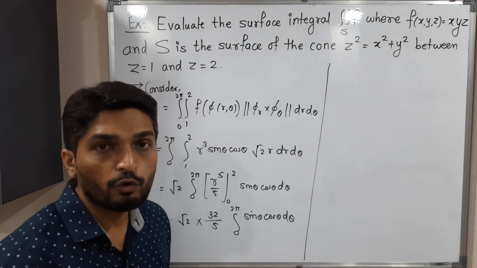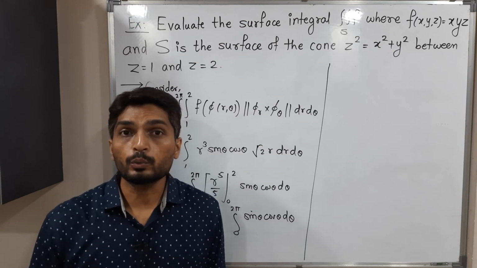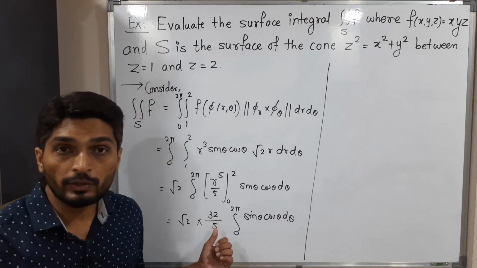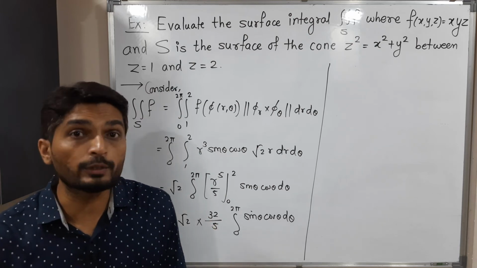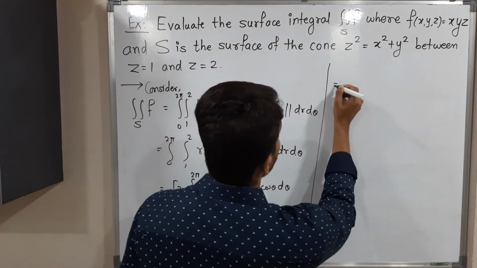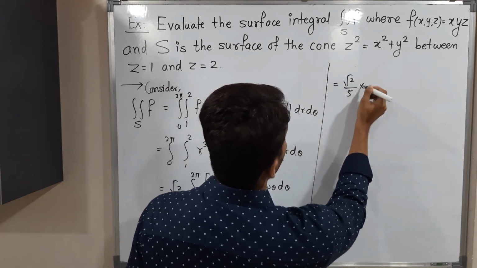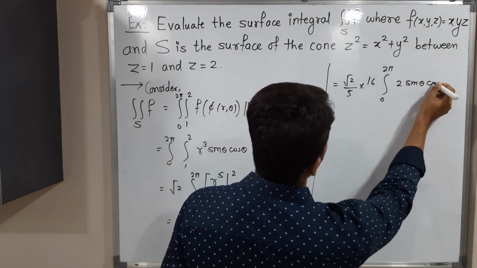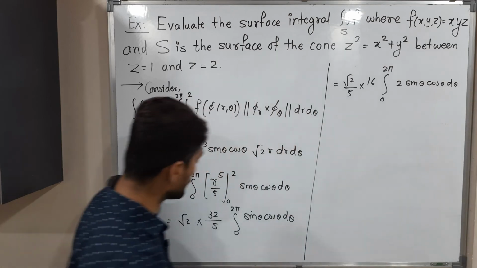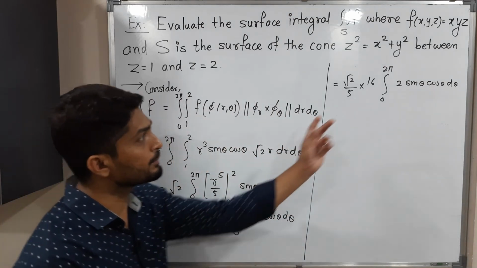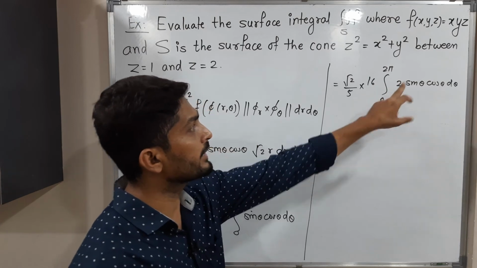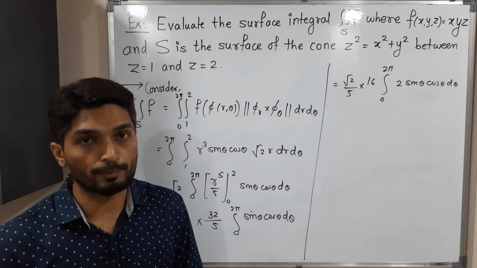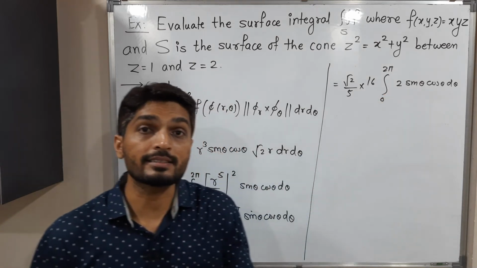We are familiar with one formula: sine 2 theta is 2 sine theta cos theta, but for that we need to have 2. We already have 32, so I can express 32 as 2 into 16. Let me do that so you can easily understand. Root 2 by 5, 16, and I am taking this 2 inside, 2 sine theta cos theta d theta. 32 means 16 into 2, so I have written 16 outside the integration, and I have taken 2 inside the integration. Why am I doing this? Because I want to adjust a formula. That formula is 2 sine theta cos theta is sine 2 theta.